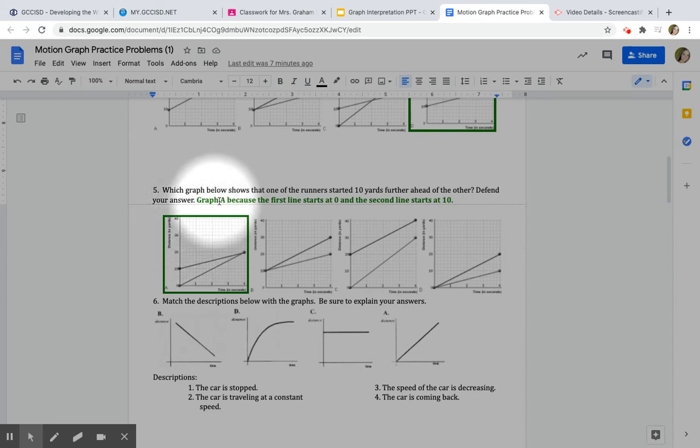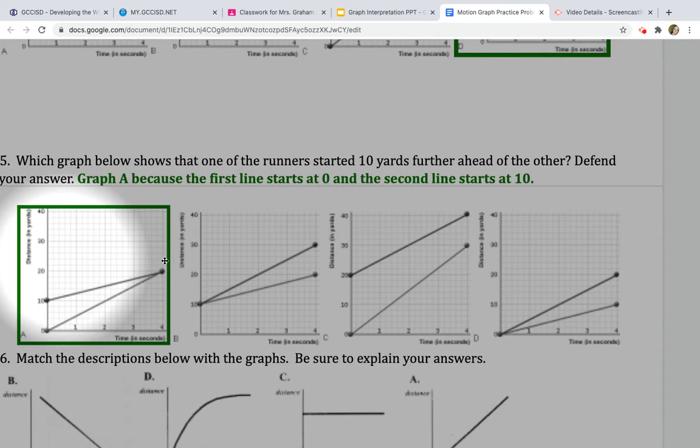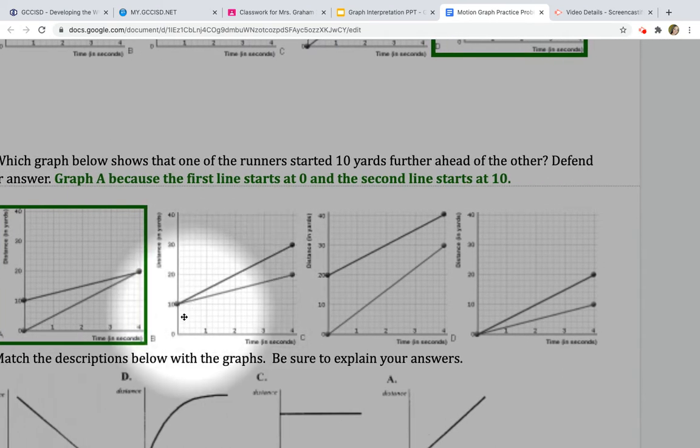Number 5, which graph below shows that one of the runners started 10 yards further ahead of the other? Okay, so zooming in, looking at these graphs, runner 1 on graph A starts at 0, runner 2 is at 10. Okay, 10 yards further ahead. That sounds about right, but let's double check all of our answers just in case.